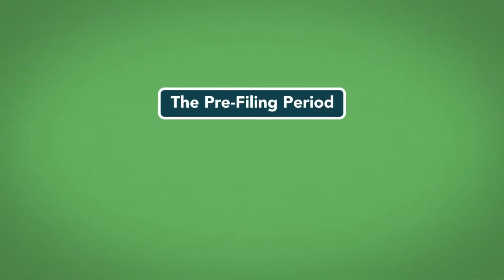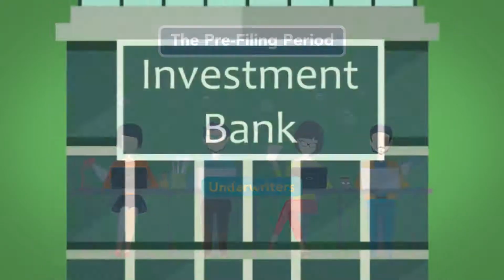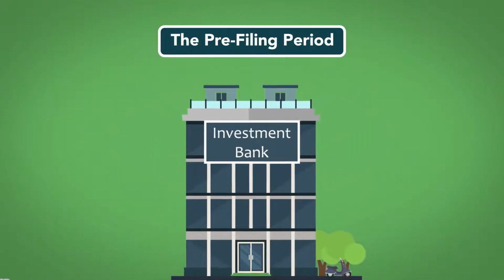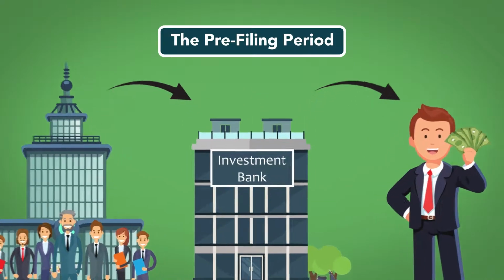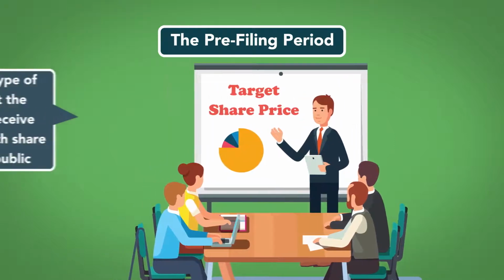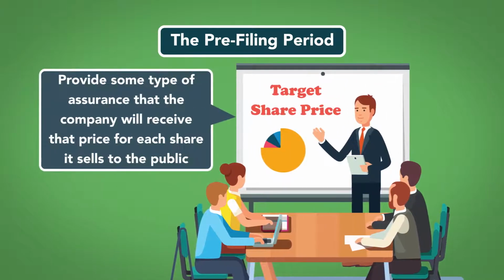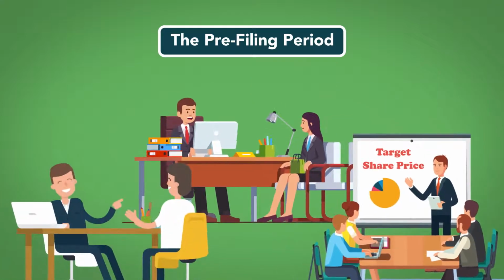The pre-filing period. During the pre-filing period, the company works with underwriters, typically a large investment bank. An underwriter is an intermediary between the company and the investors it hopes to reach. It will consult the company on the likelihood of reaching a target share price in the public offering process and provide some public assurance that the company will receive that price for each share it sells to the public. A company will engage multiple underwriters who are referred to as a syndicate.